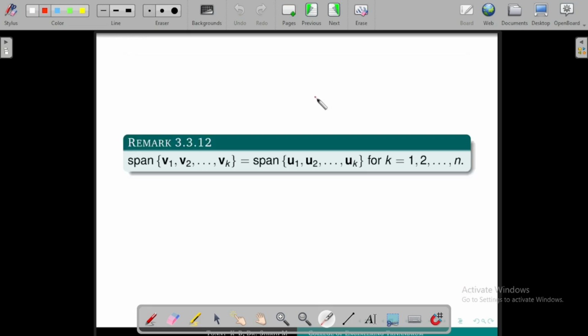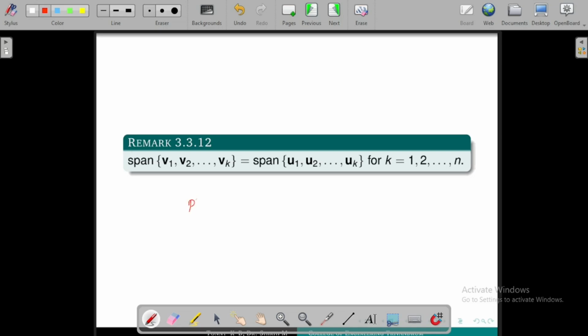Before going to the next problem, we have an important result again. Suppose we have the vectors v1, v2, etc., vk in some vector space V. And using the Gram-Schmidt orthonormalization process, suppose you constructed the vectors u1, u2, etc., uk. Then the result is that the span of this set is equal to the span of this set.